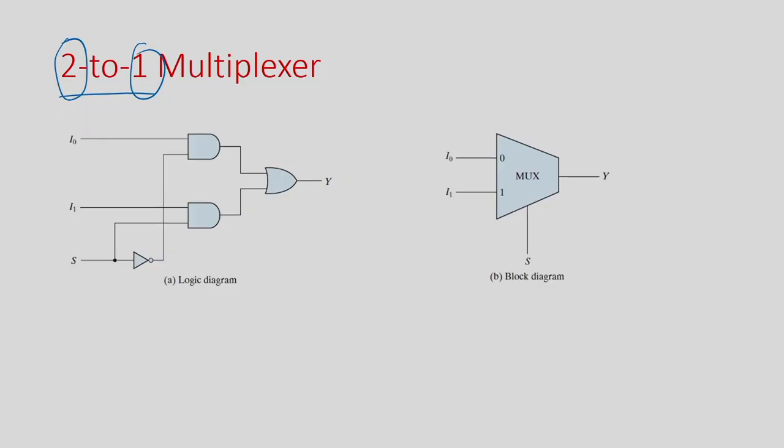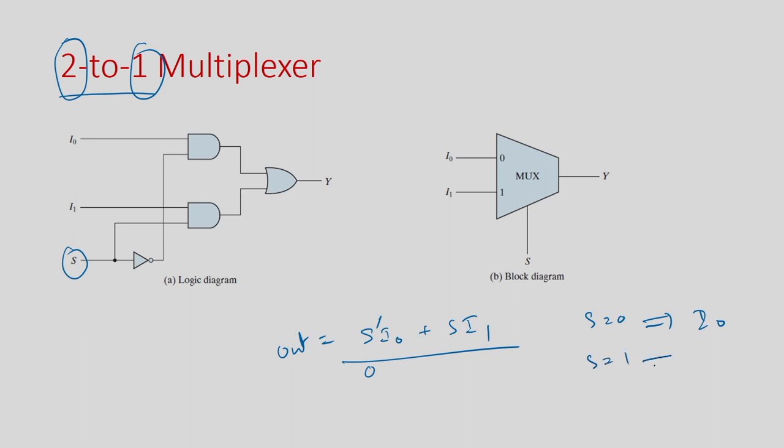You can see here, this design is very obvious, because there is a single select line, so it is S, okay. If S equal to 0, I will pass I0 or D0. If S equal to 1, then I will pass I1. So this will be my out, right. That means if S equal to 0, my output will be I0. If S equal to 1, my output will be I1, right. So this is how I have to develop it, and this is what exactly I have drawn here.